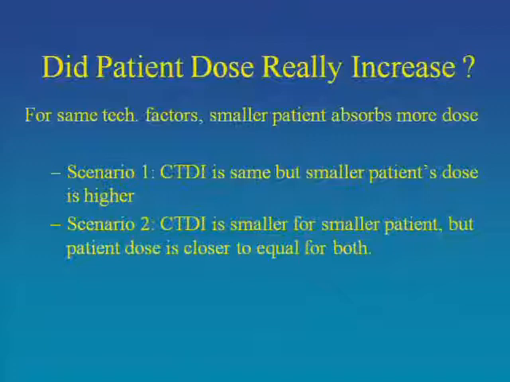Okay? So in those two scenarios, CTDI was the same in scenario 1, but the smaller patient's dose was actually higher. And in scenario 2, the CTDI was smaller for the smaller patient, but probably the patient dose was closer to equal for both of those. So that's why we say CTDI is not patient dose. It doesn't tell you really what you want to know.